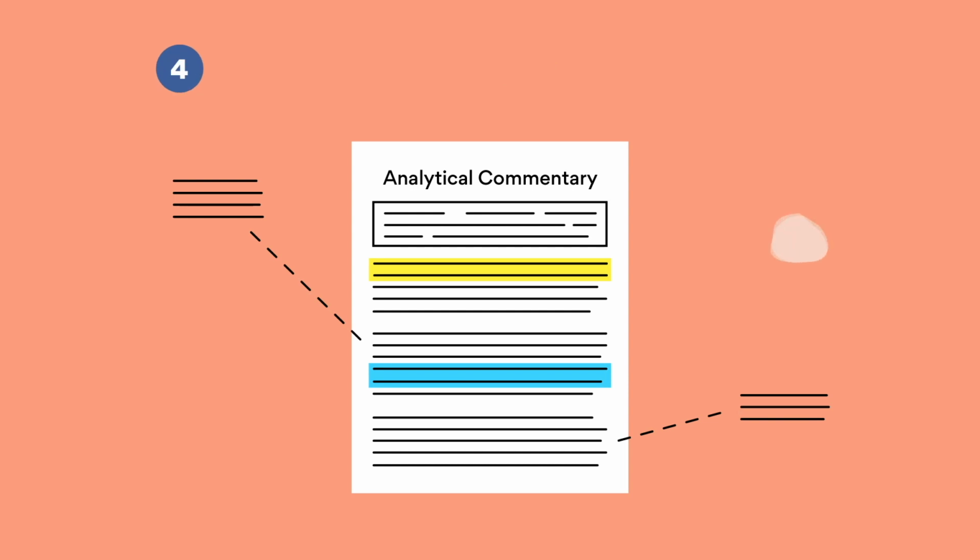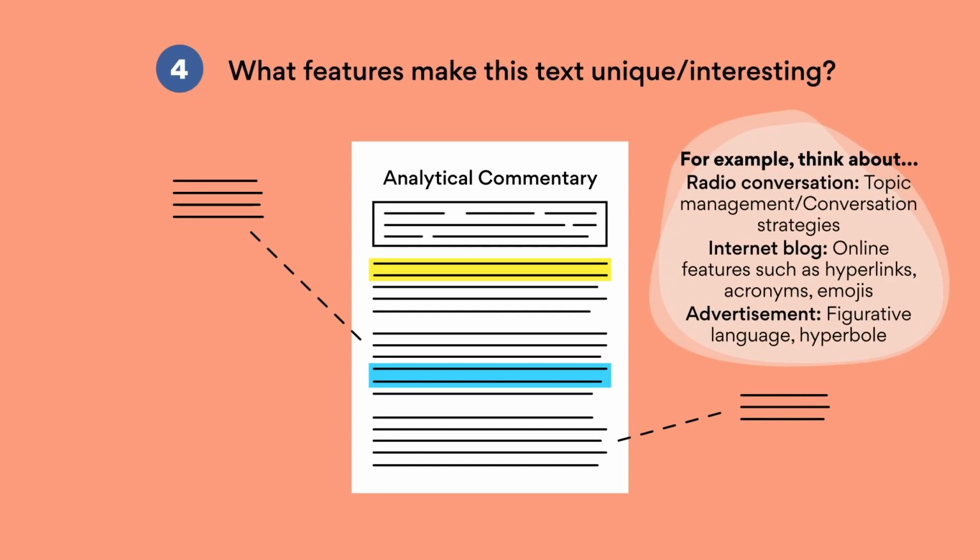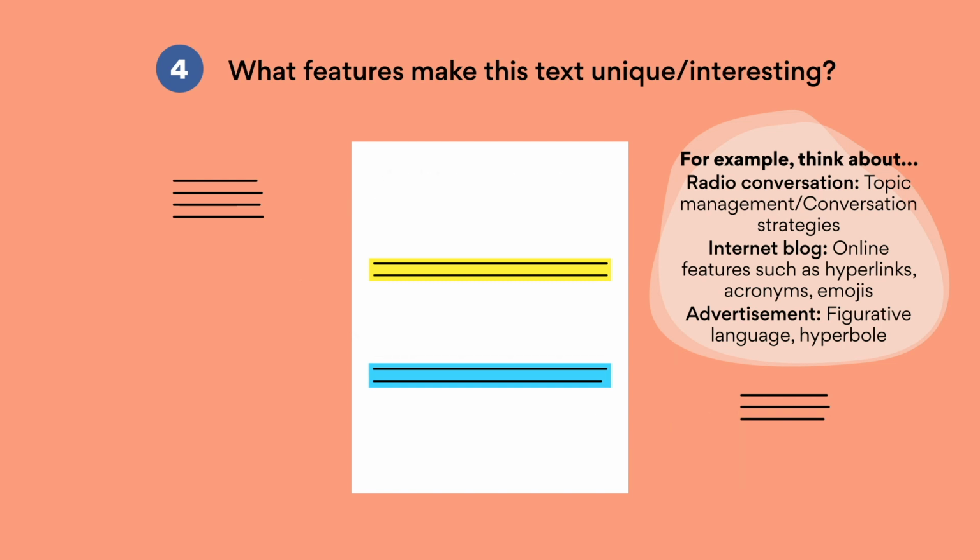Step 4. What features make this text unique or interesting? Now that you've annotated as many features that you can in the time available, it's time to think about which ones you're going to include in your AC, because in the short 2-hour exam you won't really have time to discuss everything. Try to think about what features are making the text that is in front of you unique. These will be features which you can analyse in an interesting way, while remaining very specific to the text in front of you.